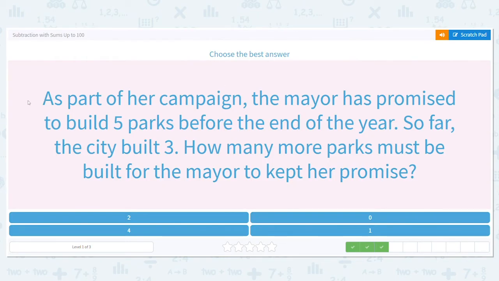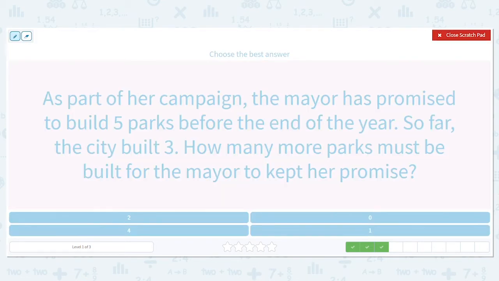Next, as part of her campaign, the mayor has promised to build 5 parks before the end of the year. So far, the city built 3. How many more parks must be built for the mayor to keep her promise? Okay, how many did she promise to build before the end of the year? 5 parks. How many parks have been built so far? Built 3. And what's our key phrase that tells us we need to subtract? How many more? That means subtract.